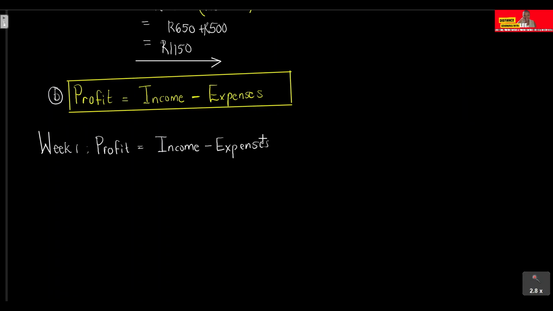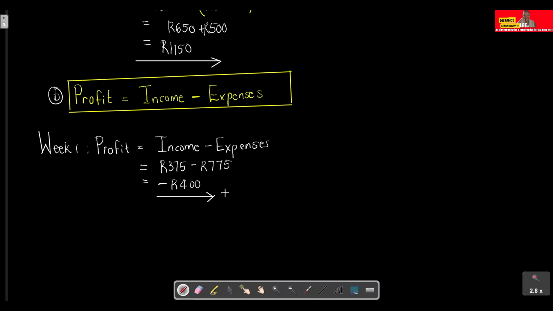Remember profit? And we already said that her income for week 1 is just 375 minus her expenses for week 1, which is 775. If you punch this into your calculator, you will see that in week 1 she made a loss of 400 rand. So we can just write it as a loss of 400 rand.